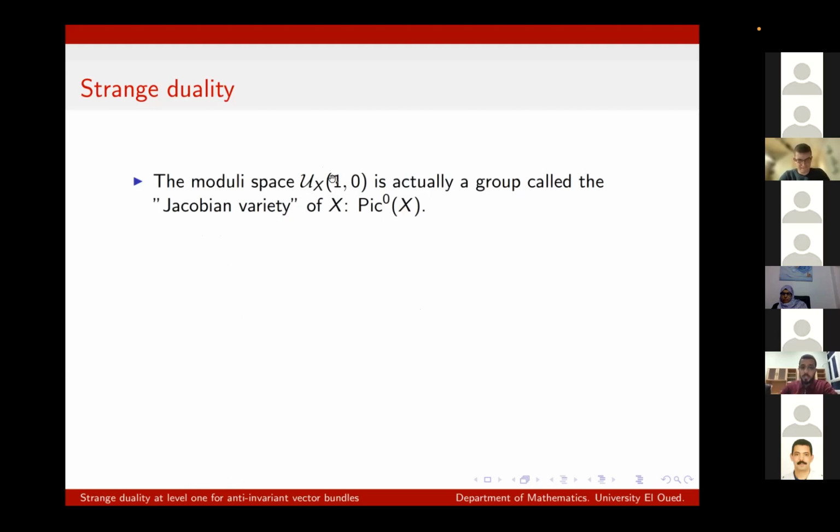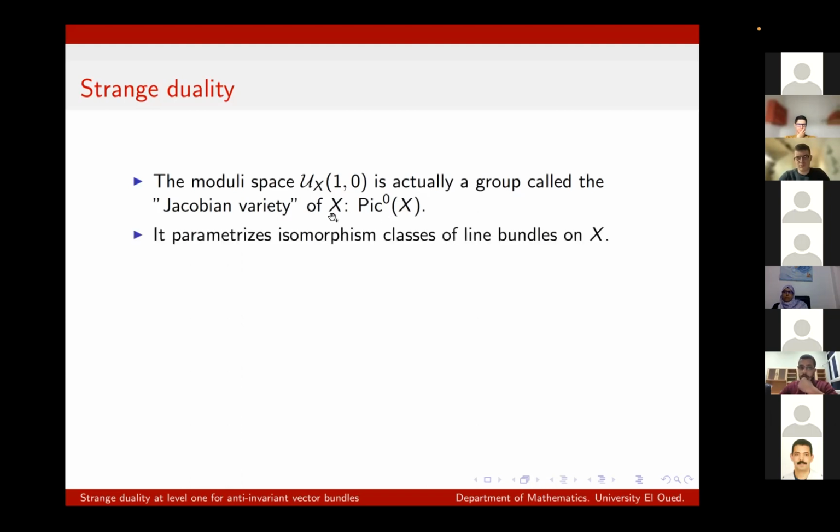This abelian variety is actually also the connected component of the identity of the Picard group of X, Pic^0(X). I will always denote it by this notation. I can say also that it has the same dimension as the genus of X. It also parameterizes line bundles, which I already said.